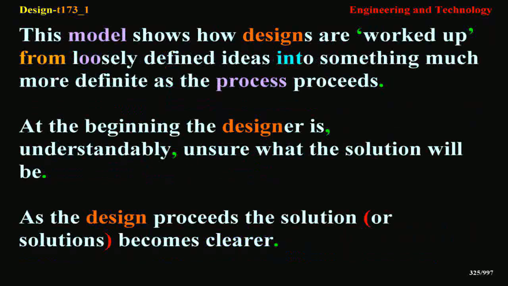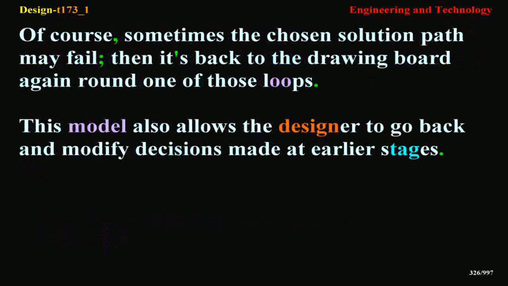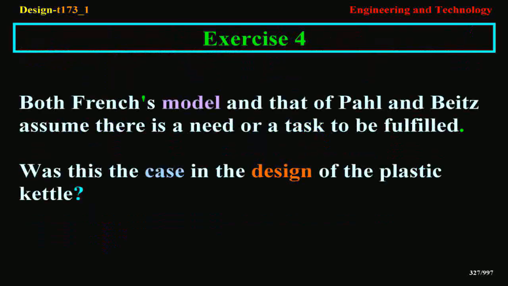This model shows how designs are worked up from loosely defined ideas into something much more definite as the process proceeds. At the beginning the designer is, understandably, unsure what the solution will be. As the design proceeds the solution or solutions becomes clearer. Of course, sometimes the chosen solution path may fail. Then it's back to the drawing board again, round one of those loops. This model also allows the designer to go back and modify decisions made at earlier stages.